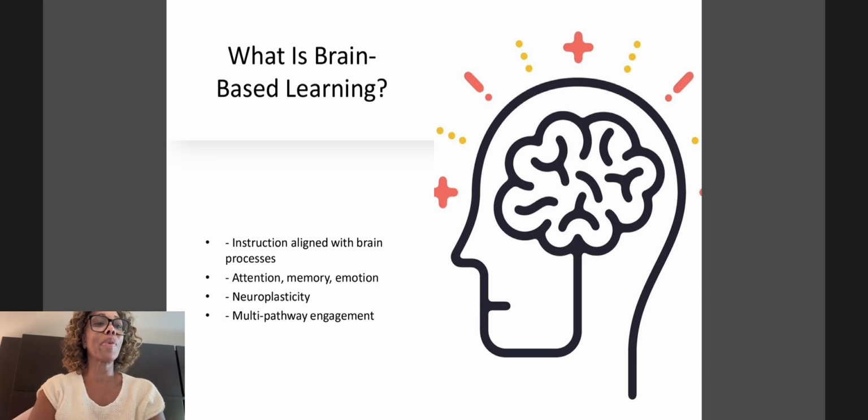Brain-based learning simply means aligning instruction with how the brain naturally takes in and stores information. It also means being aware that the brain is constantly changing and forming new connections, which we call neuroplasticity, that students can benefit from when we activate multiple pathways. And these pathways can be activated through visuals, movement, discussion, and hands-on activities.